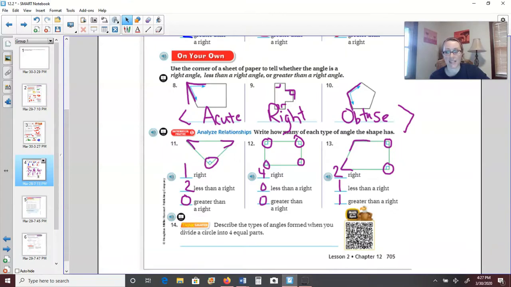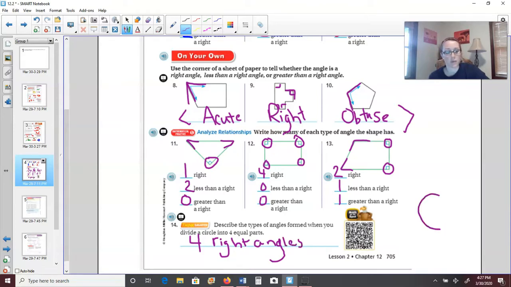All right, so to answer a question down at the bottom, we saw that he took a circle and divided it into 4 equal parts, and those 4 parts created 4 right angles. Okay? Probably takes me longer to write this out than it should.